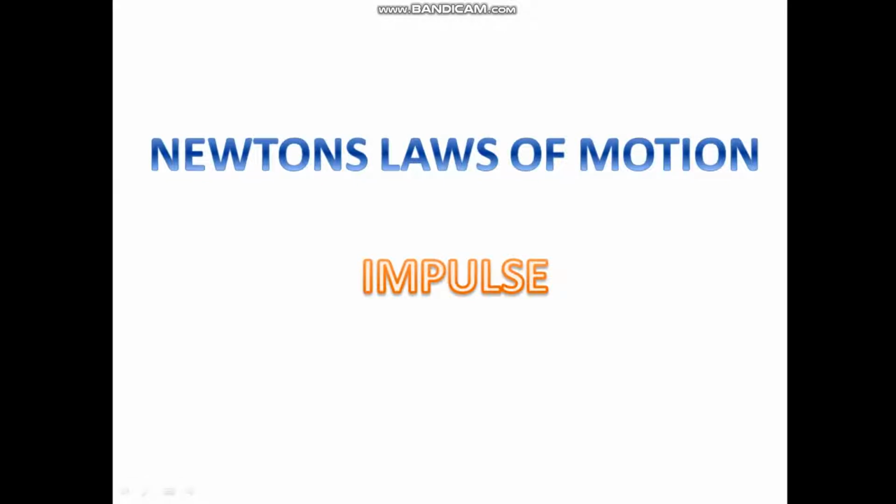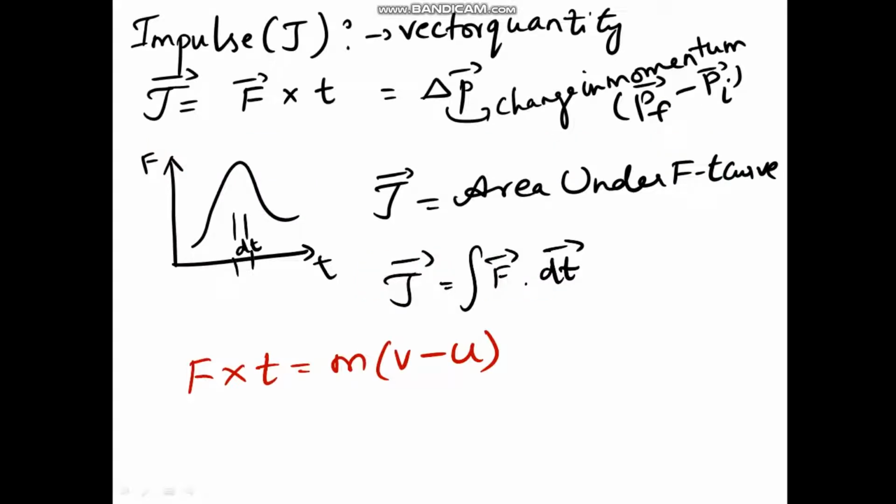In this video lecture, we will see about the concept of impulse. Impulse is denoted by the letter J and it is a vector quantity. J vector is equal to F into T. We know that force is equal to dP by dt, which is Newton's second law. So force into time is nothing but change in momentum. So impulse or change in momentum, both are the same thing.